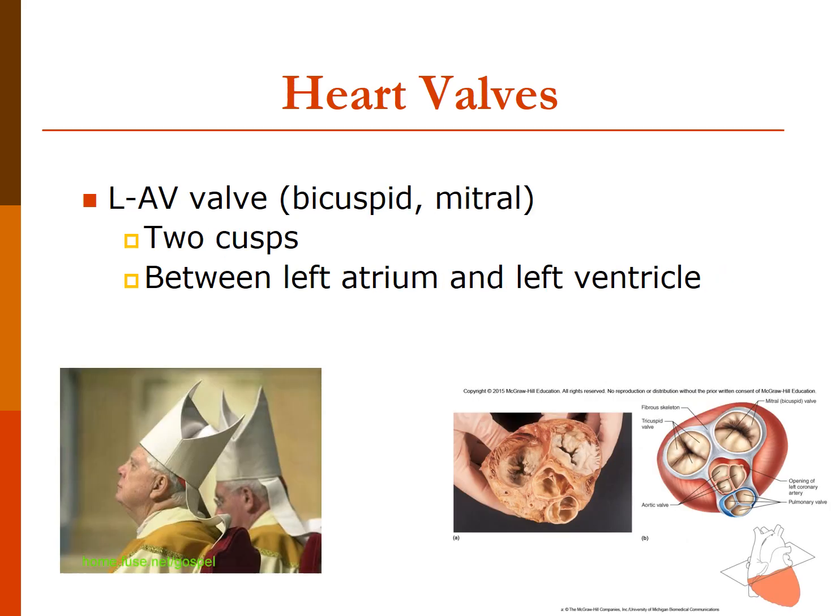The left AV valve is found on the left side of the heart. It's also referred to as the bicuspid or mitral valve. It has 2 flaps and also resembles the mitre, a hat worn by bishops.